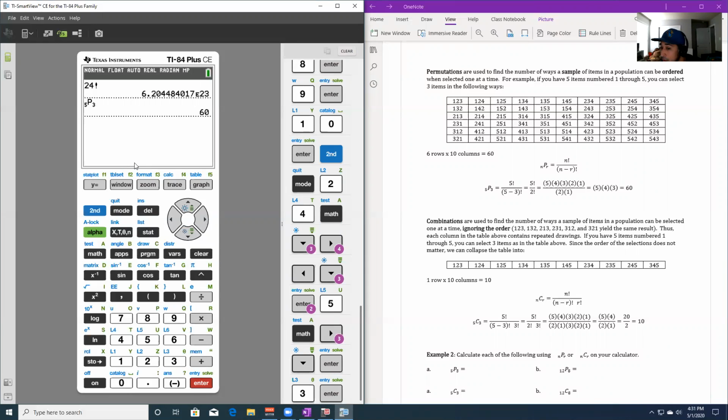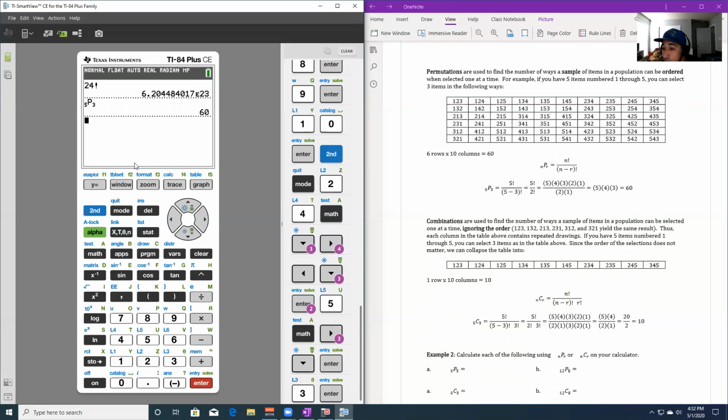Next up is combinations. Combinations do not care about order. Combinations are all about chaos. So again, we're going to deal with the 5 items numbered 1 through 5, and we want to select 3, but we don't care how it's ordered. So this means that we ignore the order, and each column in the table above contains repeated drawings. Since the order of selection does not matter, we collapse the table into a smaller table, right? So it becomes a 1-row table with 10 columns.